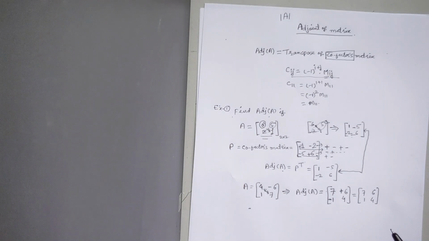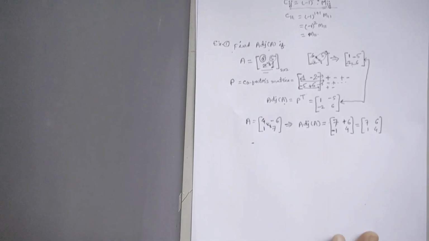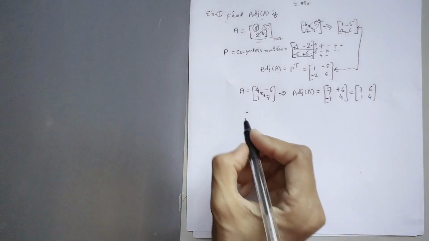Okay, that's how you find the adjoint of a 2 by 2 matrix. So I hope you understand this. Now we will see how we find the adjoint of a matrix of order 3 by 3. So I am taking an example.